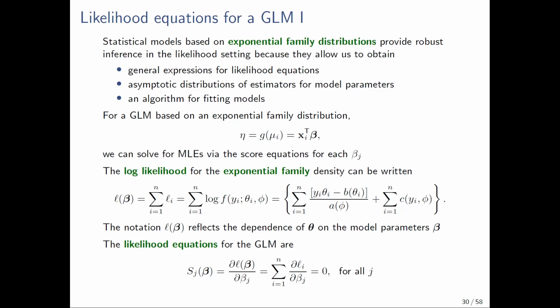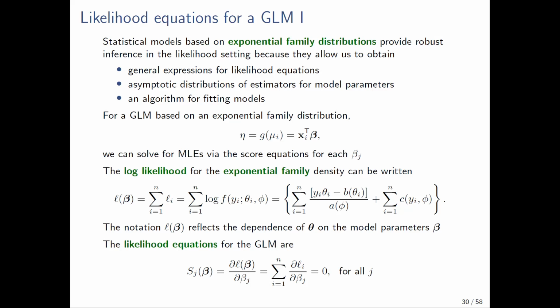So now let me return to the main thread and derive the likelihood equations for a GLM. Statistical models based on exponential family distributions provide robust inference in the likelihood setting because they give us general expressions for the likelihood equations, asymptotic distributions for the parameter estimators, and an algorithm for fitting models. For a GLM based on an exponential family distribution, with the link g of mu i equal to the linear predictor, we solve for the MLEs via the score equations for each beta j.